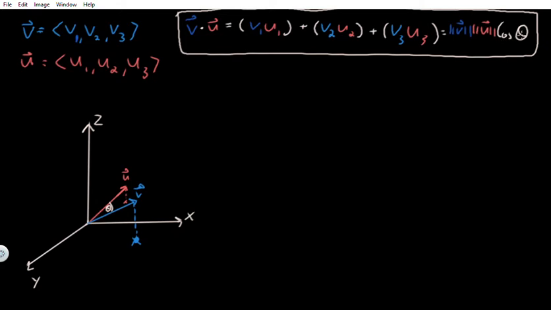I could actually, if I wanted to, solve for what cosine theta is by dividing the dot product by the product of the magnitudes of each vector. So let's do an example. Let vector v be (4, 3, 1). These are its x, y, and z components: 4 along the x-axis, 3 along the y, and 1 along the z.